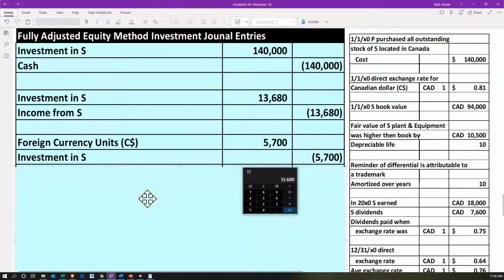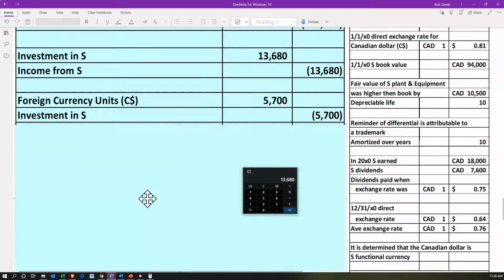Next, we're going to have the dividends. So the dividends went out from the foreign company, which we own 100%. And when I say we, I think of ourselves as the parent. We're the parent company here. So we own the subsidiary. They gave out dividends, and we own 100%, so all the dividends went to us as the parent. But the dividends went out in Canadian dollars because they came from the subsidiary, which is in Canada.